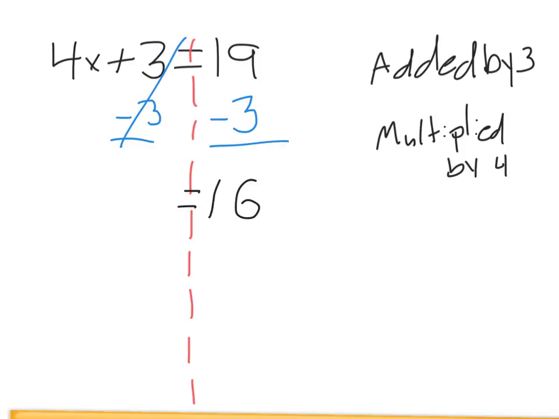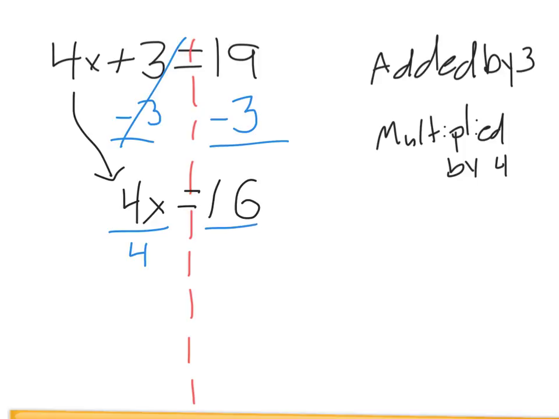But what about on the left side? What's left? The 4x, right? It's not just x. It is a 4x that's left. Does everybody see that? So my goal is to get the x by itself. Is the x by itself? No. Why? Divide by 4. Do the opposite. Divide by 4.